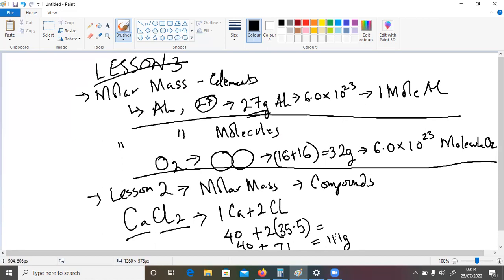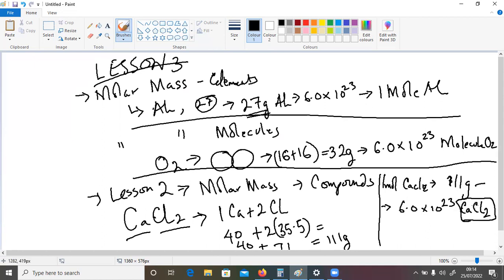From here we could say that 1 mole of calcium chloride must always weigh 111 grams, and must always contain 6.0 times 10 to the power 23 molecules of calcium chloride, or this compound. If we count the bits of that, we'll find that number. Then from here, we tried to see how many calciums and how many chlorines are there in terms of atoms, and also in relation to masses.